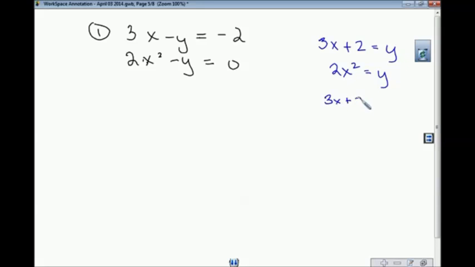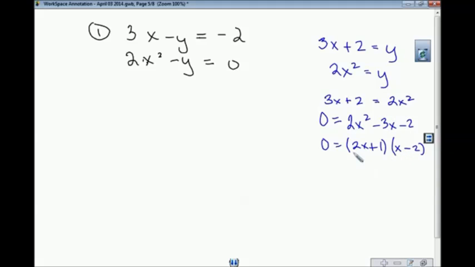So we would get 3x plus 2 equals 2x squared. Now we have a quadratic. Whenever you have a quadratic, you set it equal to 0 to solve. So we get 2x squared minus 3x minus 2, and we're going to factor this. This is going to factor into 2x, and we need a negative 3, and a positive 1, that gives us negative 4, and the positive 1 gives us a negative 3.